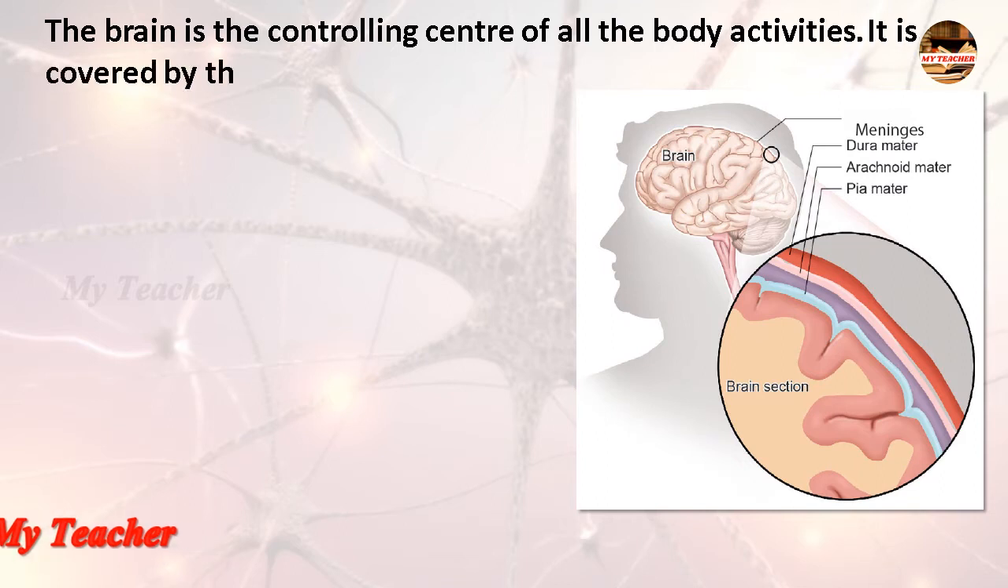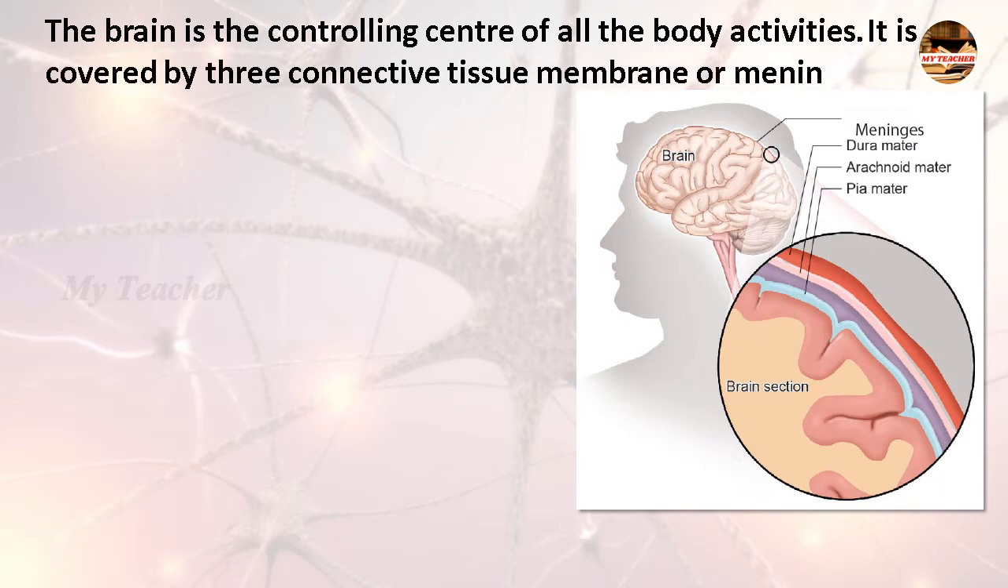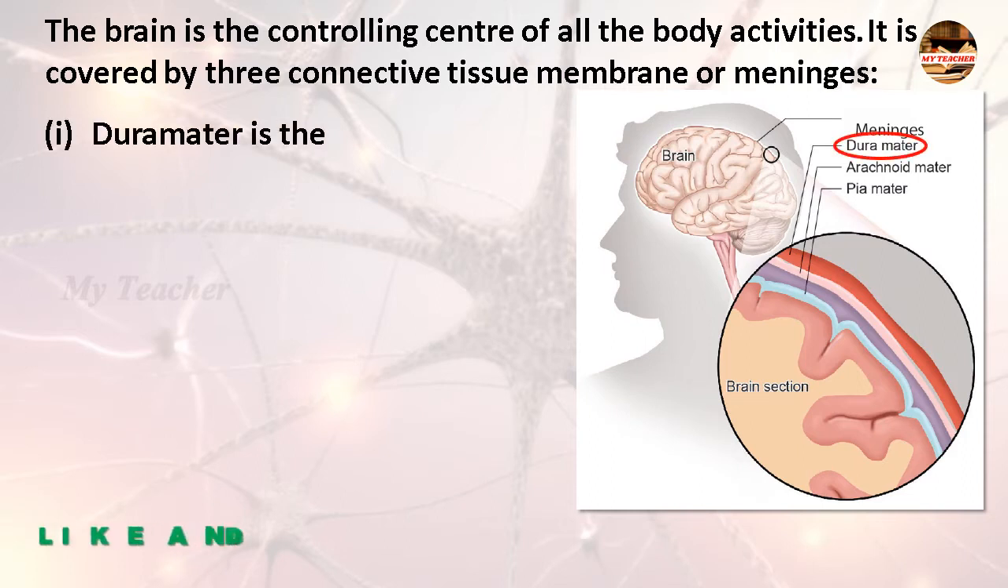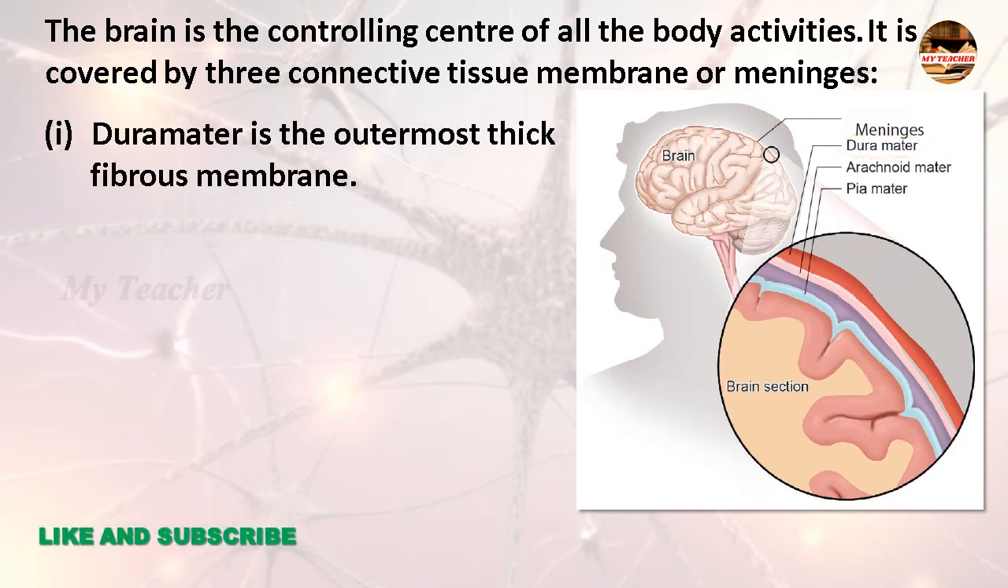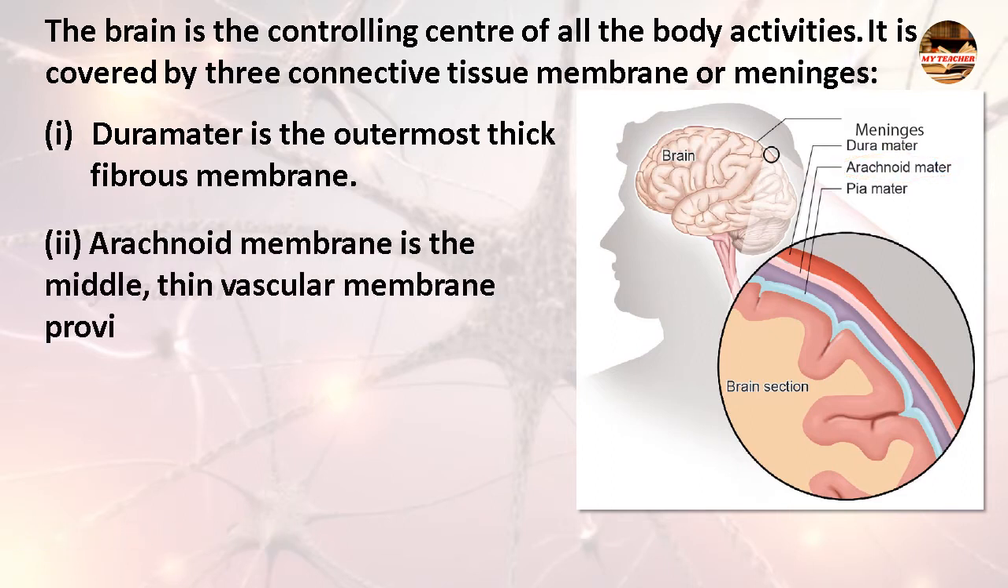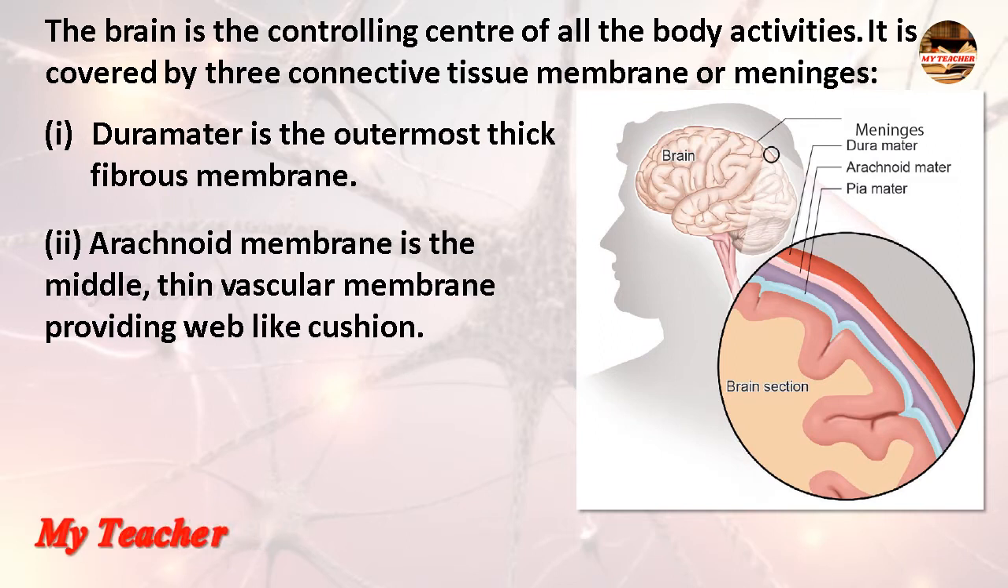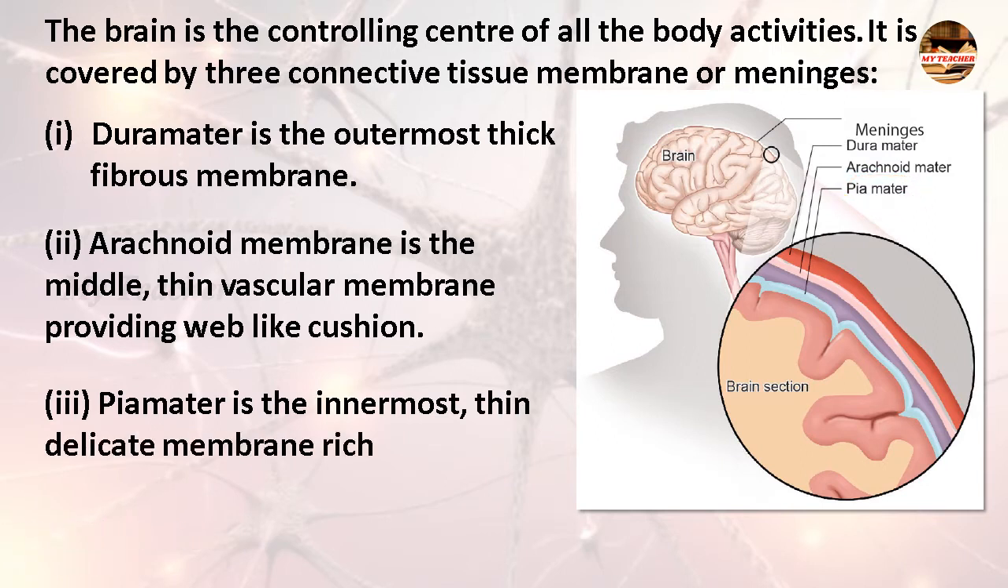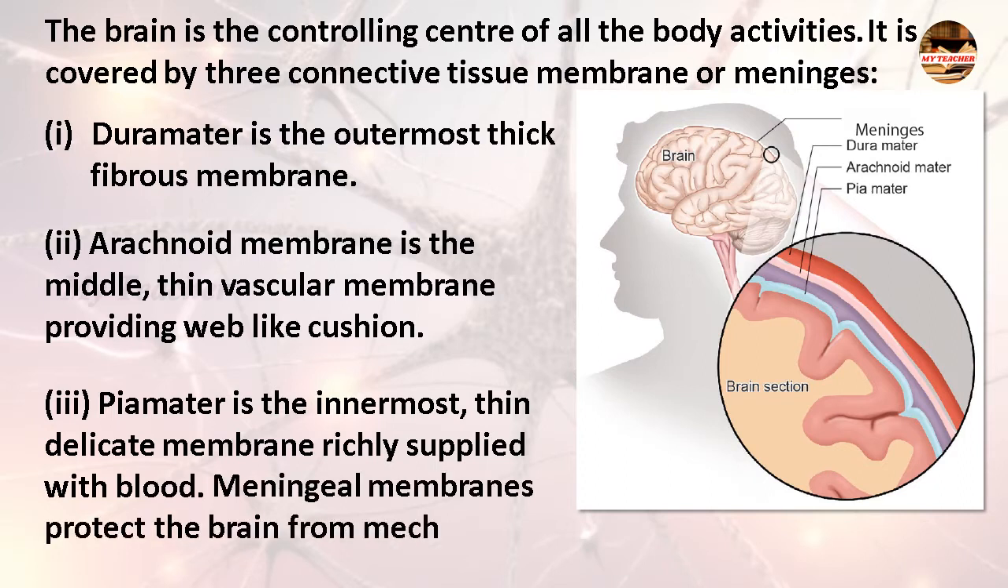It is covered by three connective tissue membranes or meninges. Dura mater is the outermost thick fibrous membrane. Arachnoid membrane is the middle thin vascular membrane providing web-like cushion. Third, pia mater is the innermost thin delicate membrane richly supplied with blood. Meningeal membranes protect the brain from mechanical injury. So, which are the three coverings of the brain? Dura mater, arachnoid membrane and pia mater.